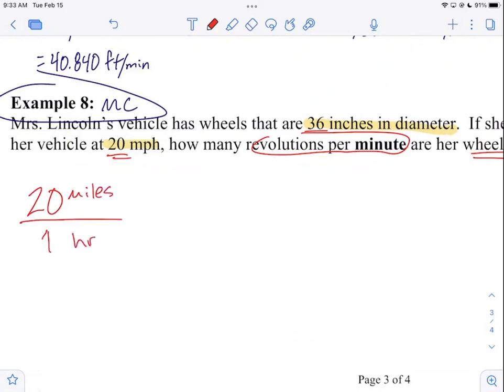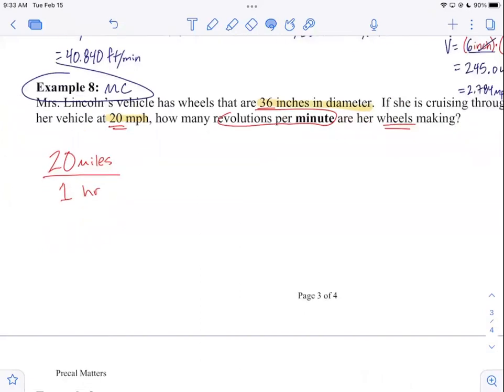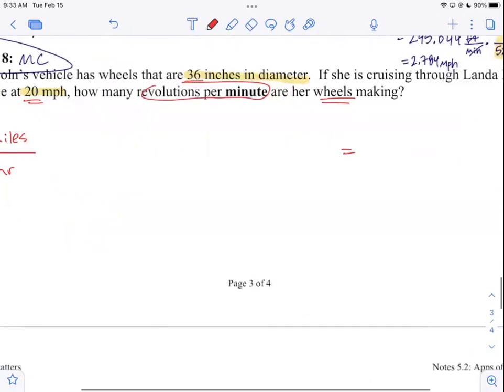That's how you want to write it, 20 miles per 1 hour. Now what we're going to do is, by a sequence of conversion factors, end up over here with something in revolutions per minute. This is the easiest way to do it.